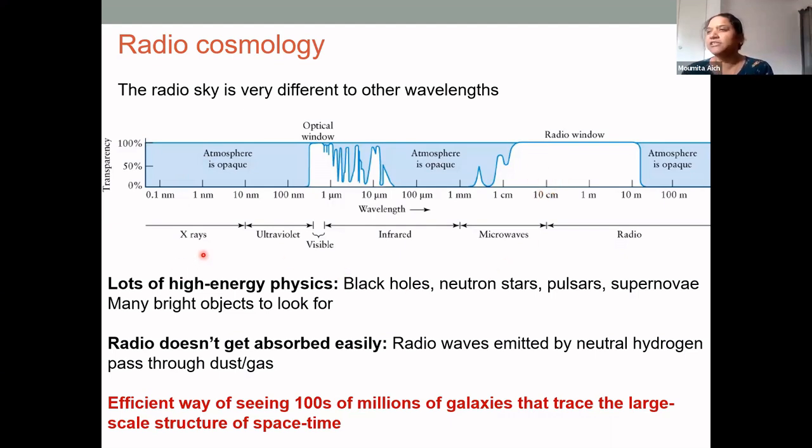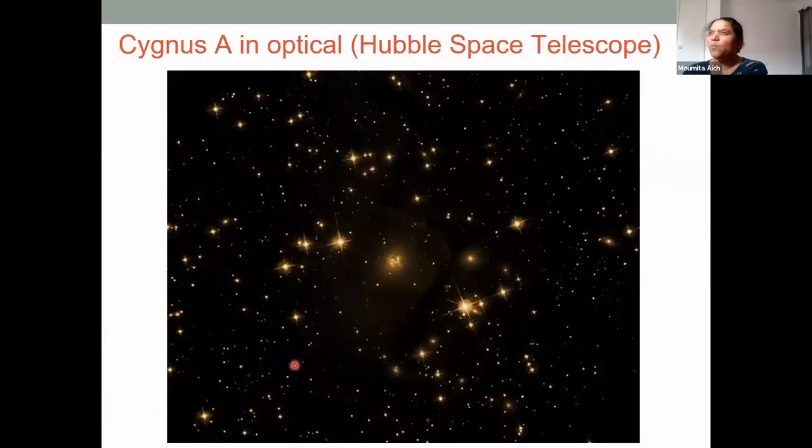You have a lot of high energy physics in radio astronomy, looking at black holes, neutron stars, pulsars, supernovae. As you can see from this atmospheric window diagram, radio doesn't get absorbed easily. When you're looking at neutral hydrogen, the radio waves emitted by neutral hydrogen pass through the dust and the gas quite easily. This is an efficient way of seeing hundreds of millions of galaxies that trace the large-scale structure of space-time.